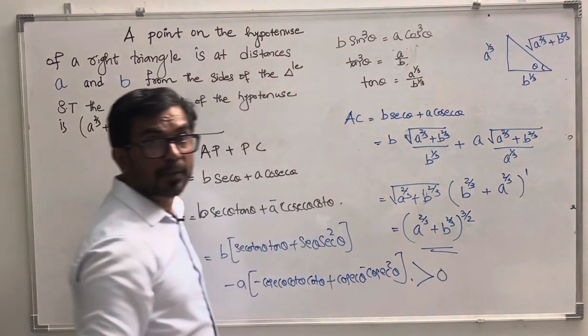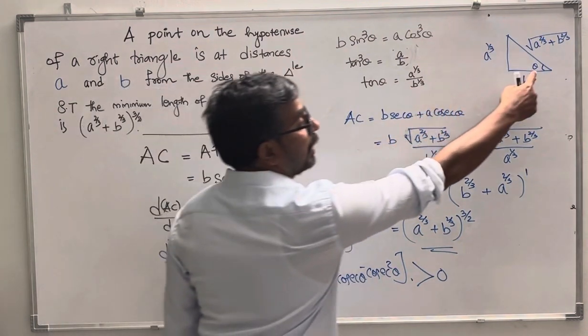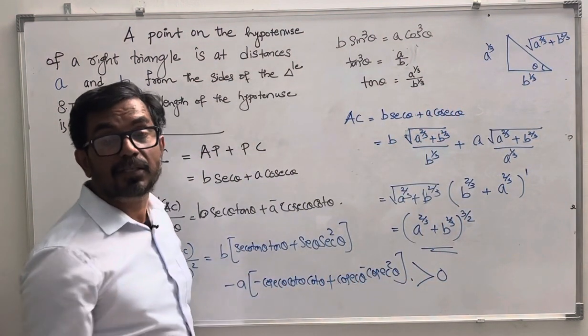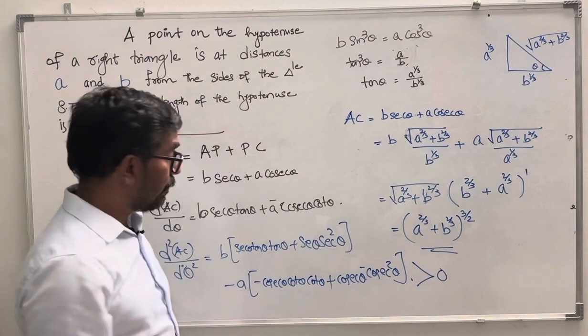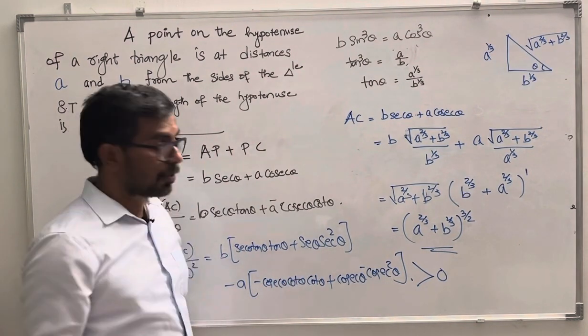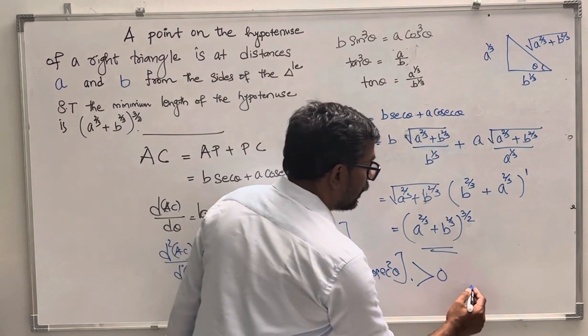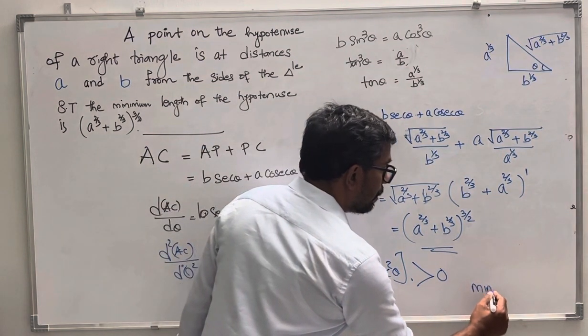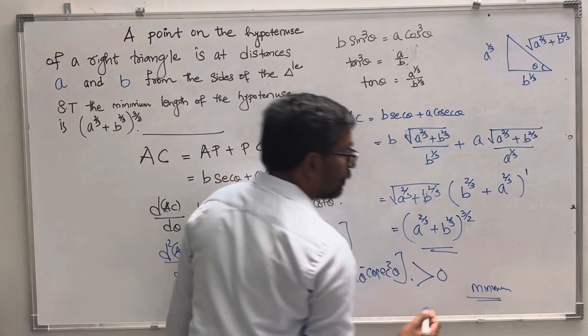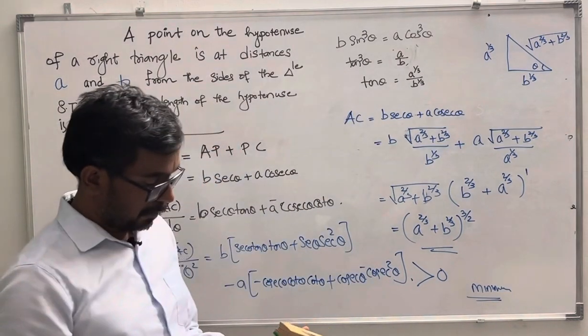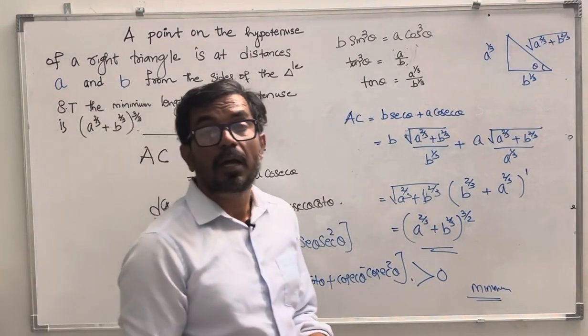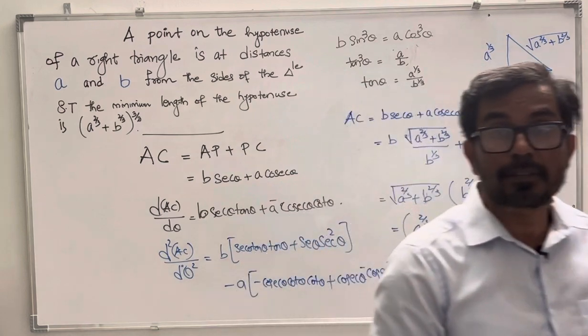Why? This trigonometric angle theta is an acute angle. When theta is an acute angle, all the trigonometric functions are positive. Therefore, A and B are lengths, so they are also positive. So therefore, all of this is positive. Therefore, you can say our function is minimum. So we conclude it like that. Okay, have a look at it and try to do it by yourself once. Then it will come.